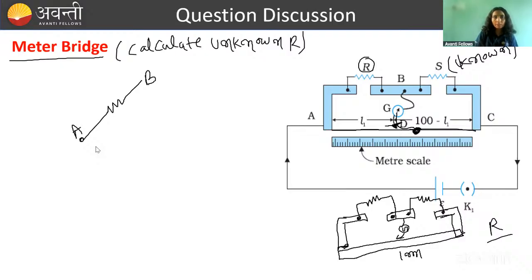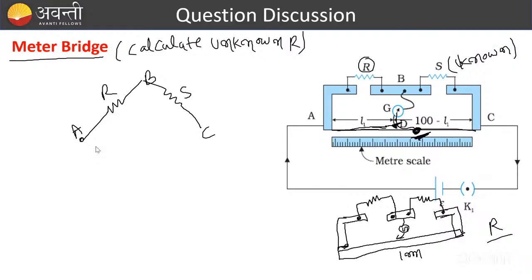अब B से C की तरफ एक और रजिस्टर है, so let's call it C, and this is your S, this is your R. Then there is this wire. ठीक है, since यहाँ पे null point मिला है, null point मतलब ऐसा point जहाँ पे deflection through galvanometer is 0. Since that is a null point, this null point is dividing the 1 meter long wire into two lengths. One is L1, another is 100 minus L1.